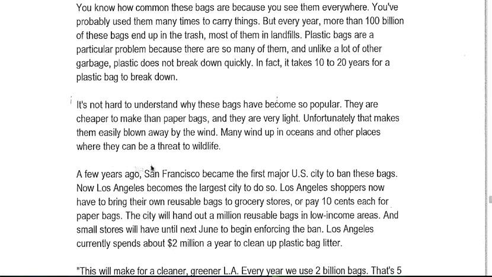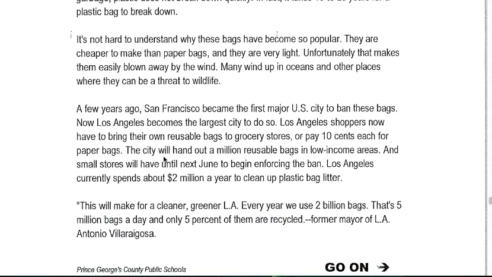A few years ago, San Francisco became the first major U.S. city to ban these bags. Now, Los Angeles becomes the largest city to do so.